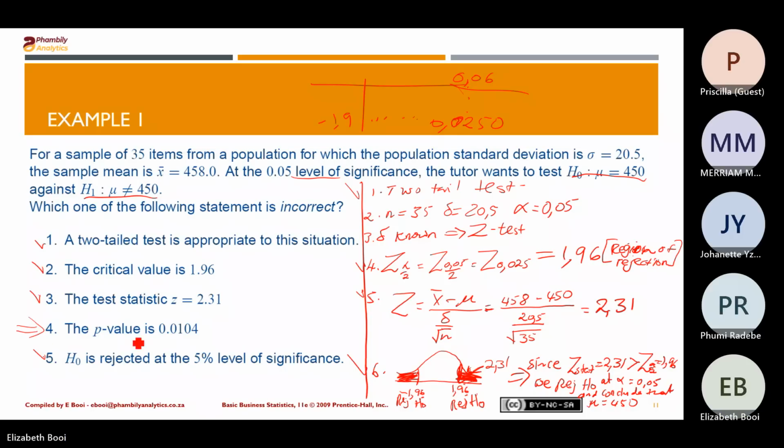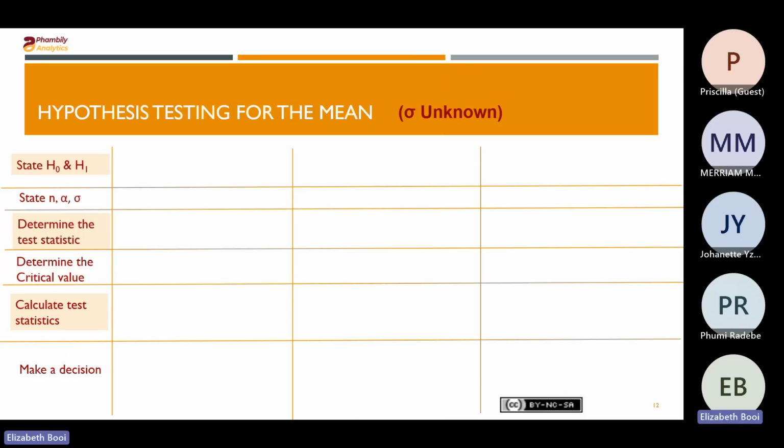So in this instance, we're going to assume that the incorrect statement is option number 4, but we can always come back to this question when we get to the p-value. So what happens when the population standard deviation is unknown? When it is unknown, then the same thing.